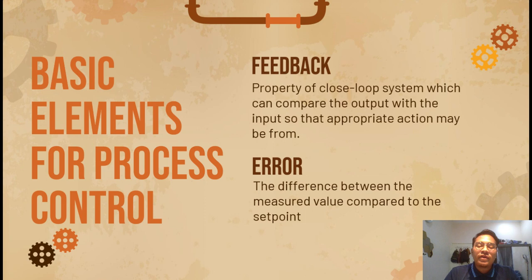The next one, we have feedback. Feedback is a property of closed loop system, which means that an open loop system doesn't have feedback, which can compare the output with the input so that appropriate action may be taken. The last one is the error. Error is the difference between the measured value and the set point.